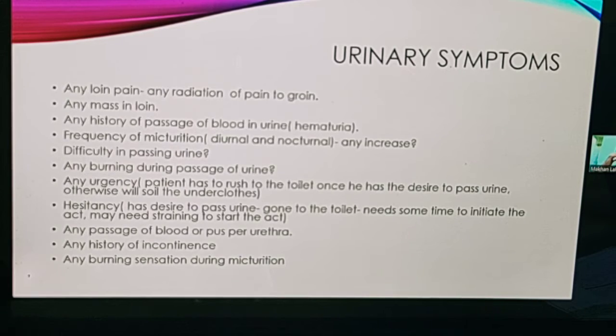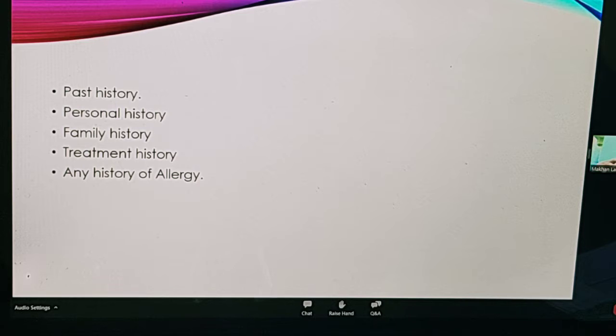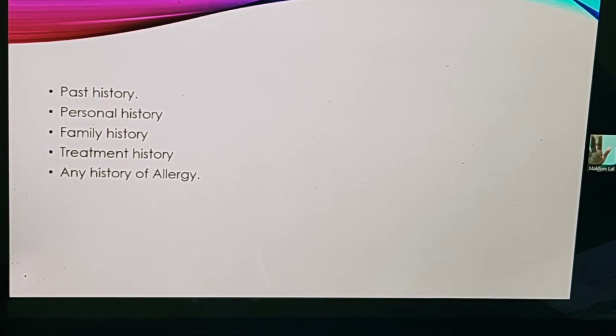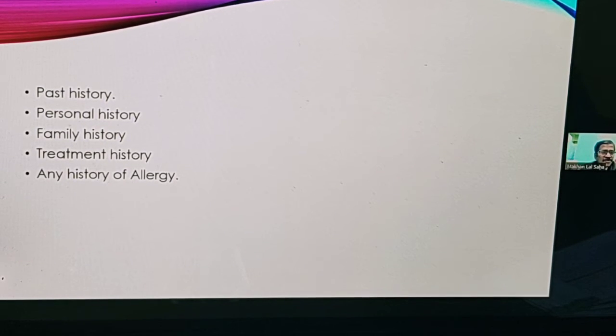Then apart from this, we should ask about other urinary symptoms and other systemic symptoms, respiratory symptoms, cardiovascular, neural and muscular symptoms. So at the end of this, we should be going through the other usual history like a good past history, personal history, family history, treatment history, and any history of allergy.